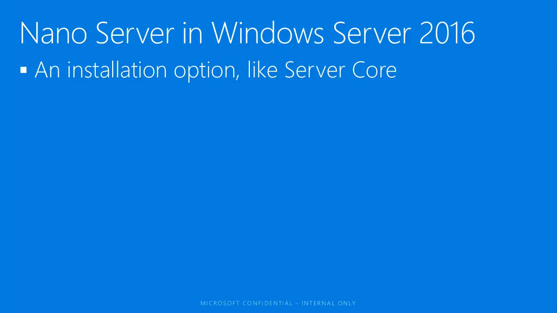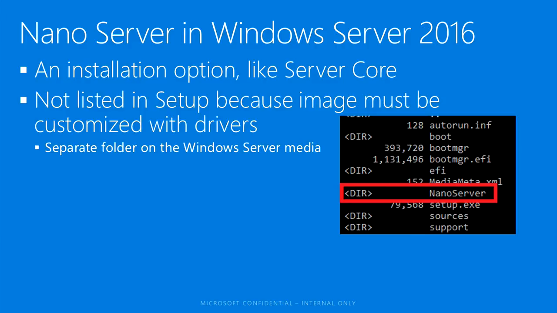From a Windows Server 2016 perspective, you will see an installation option like Server Core. Currently, it's not listed in setup because if you want to put it in setup, you need to load the drivers. So if you look in the VHDs, there's always a Nano Server folder. That's where the small WIM file is.